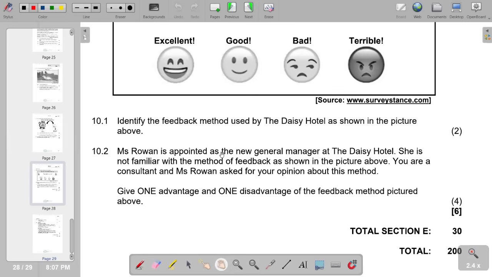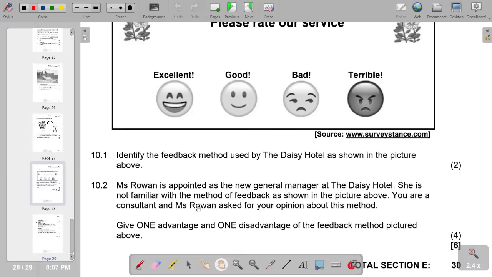Ms. Rowan is appointed as the new general manager at the Daisy Hotel. She is not familiar with the method of feedback as shown in the picture above. You are a consultant and Ms. Rowan asked for your opinion about this method. Give one advantage and one disadvantage of the feedback method pictured above.